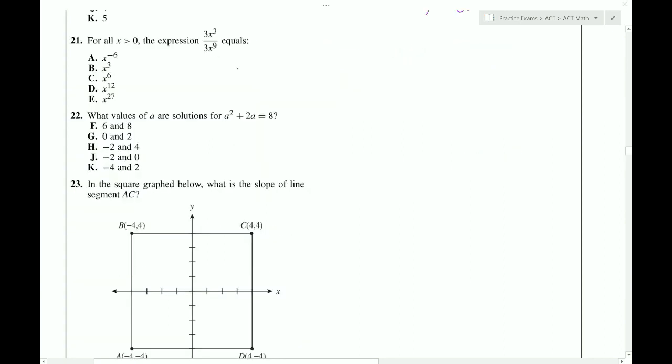This expression equals, well, these 3's cancel, and these x's subtract to give you x to the minus 6 power, 3 minus 9. Okay.